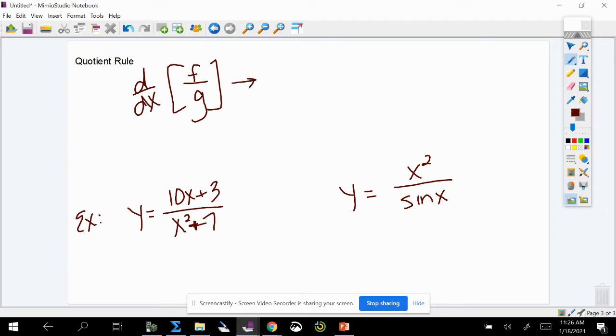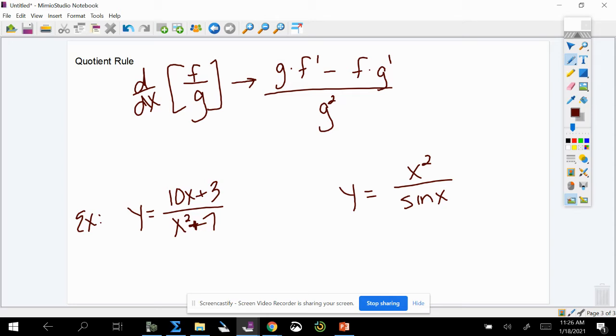The way that we derive a quotient, it's the bottom function times the derivative of the top function, so bottom times the derivative of the top, minus the top times the derivative of the bottom, all over the original bottom squared. That should be a track running through your head as you do these. The reason that this is a little less flexible is because of the subtraction.